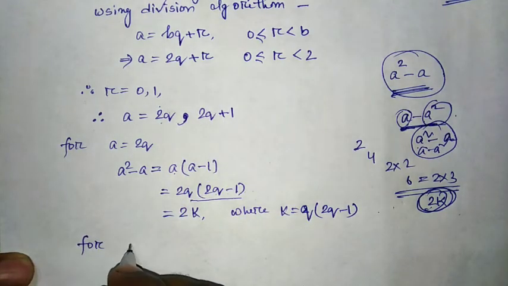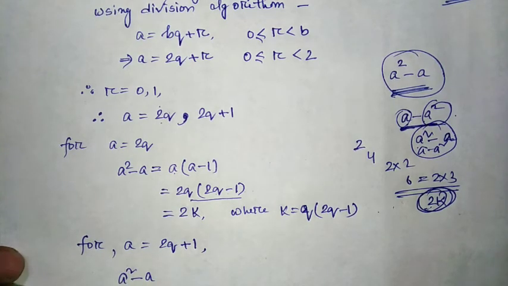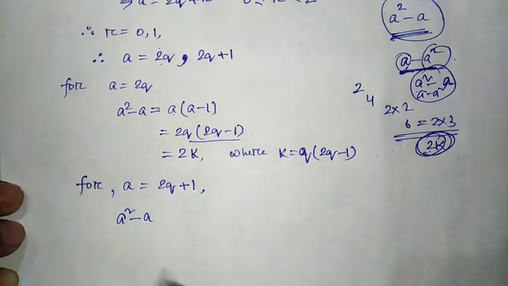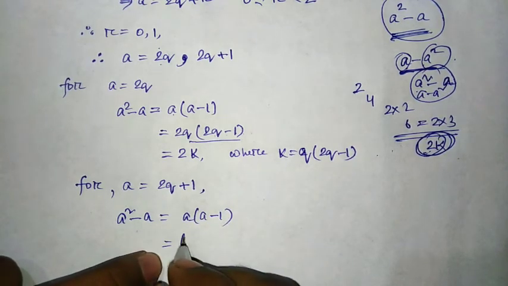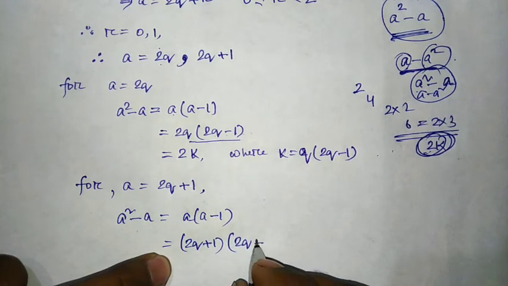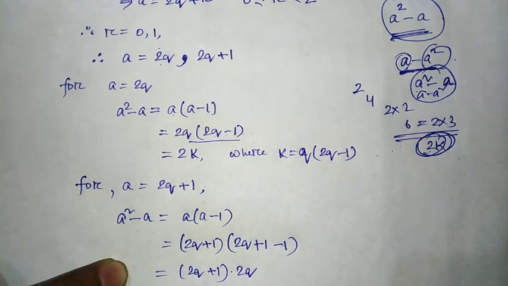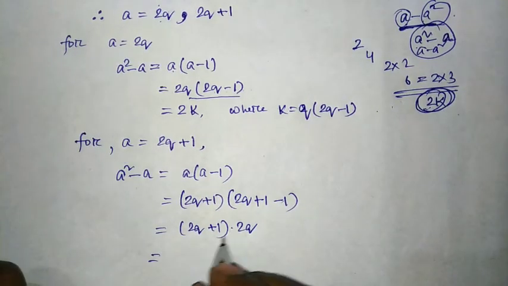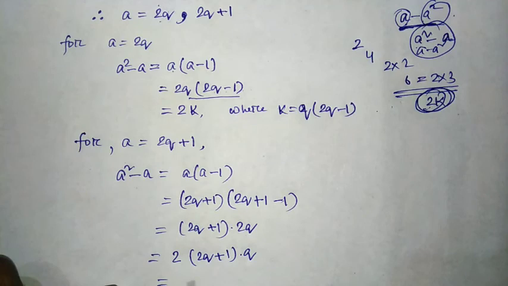So we will see for a is equal to 2q plus 1. Again we need a square minus a. We have to prove it in the form of 2k. So again a is common, a times a minus 1. Put the value of a, twice q plus 1, and here twice q plus 1 minus 1. So the 1 and minus 1 get cancelled, leaving twice q. Again we can express it in the form of twice k. So 2 into this one, 2q plus 1 into q.